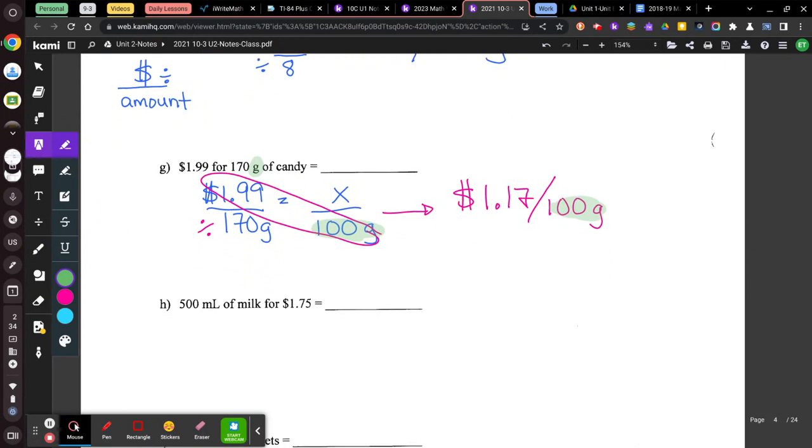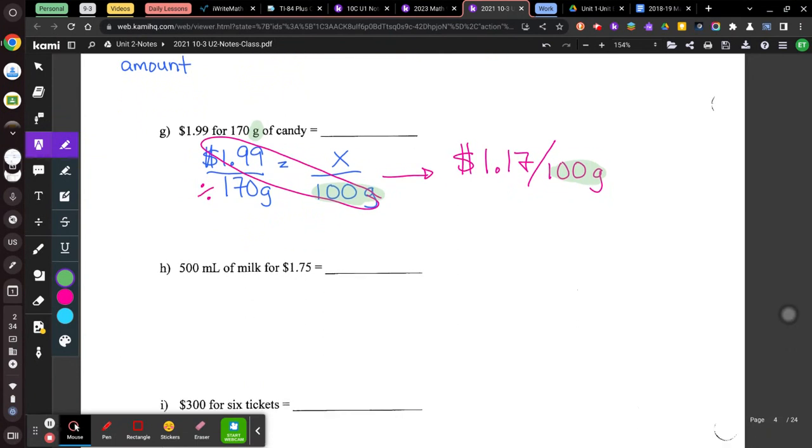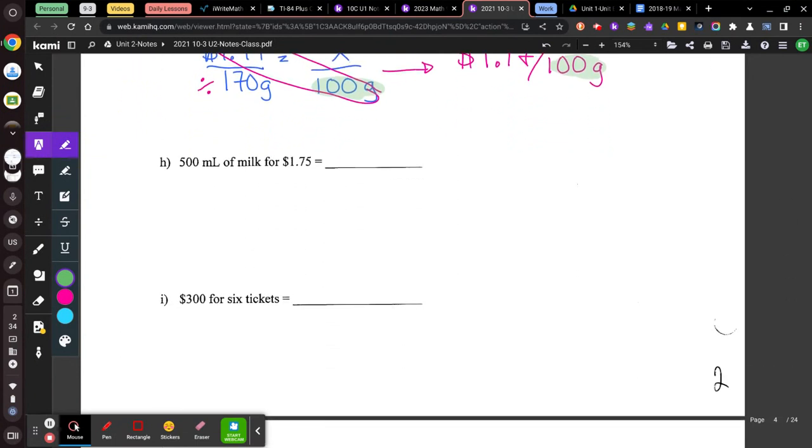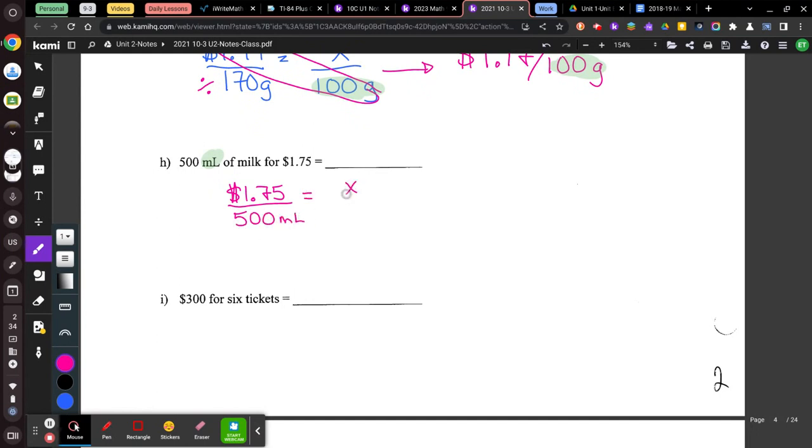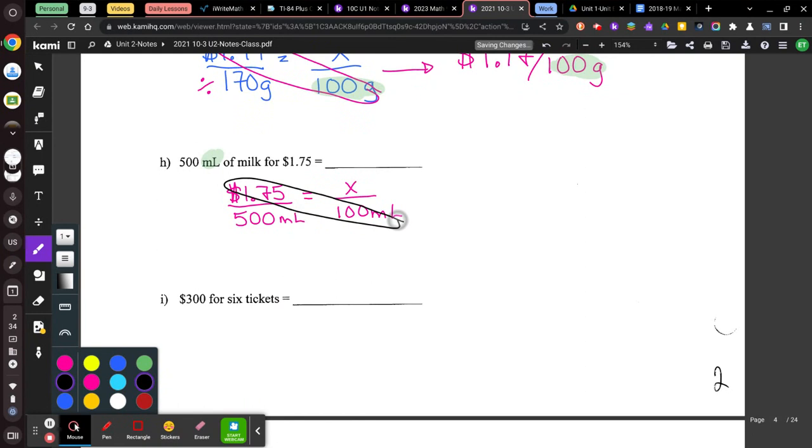Okay, 2 last examples, and then I need to show you one where we have something in the thousands. So 3 examples, and we're good to go here on part 1. Okay, so milliliters. Again, I see a milliliter, so that means I need to cross multiply this question. So again, money's on top, $1.75 on top of 500. Yes, put your units or you'll forget what you're doing. Equals X over 100 milliliters. And we're going to cross multiply and divide.